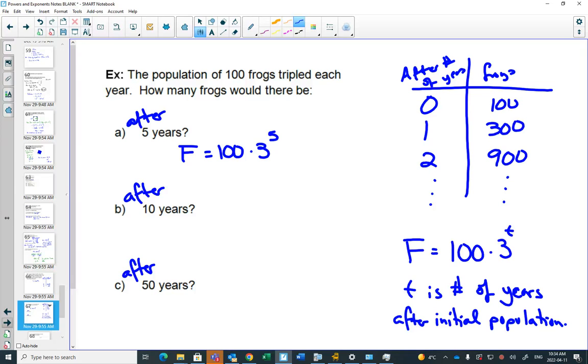which is 300. That is right. And what do we have to add? Our units, which is frogs.